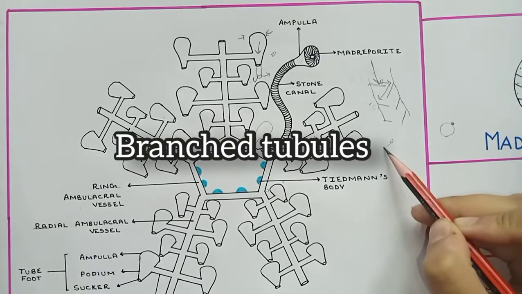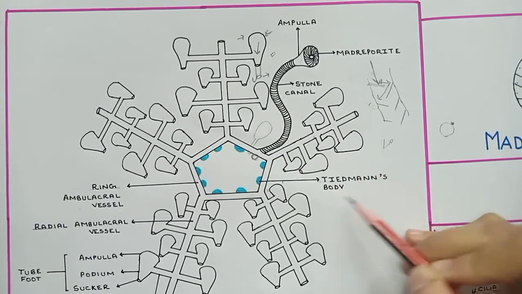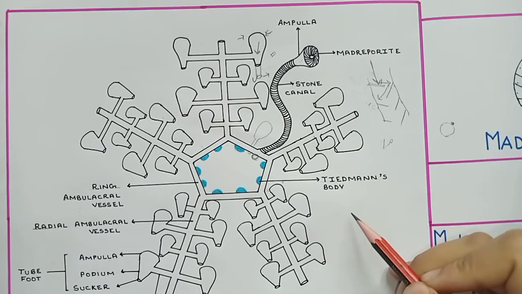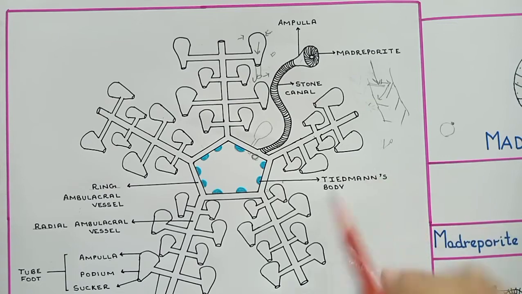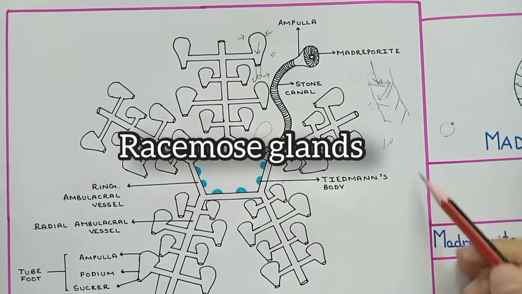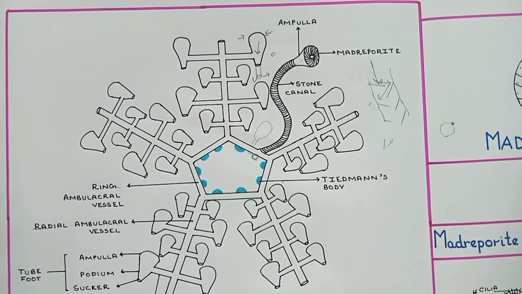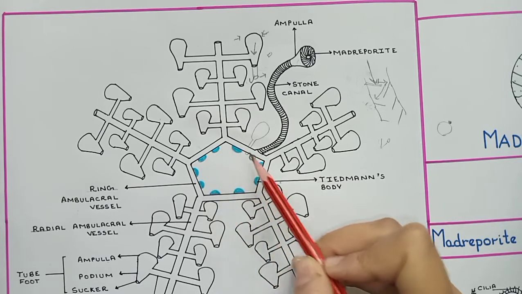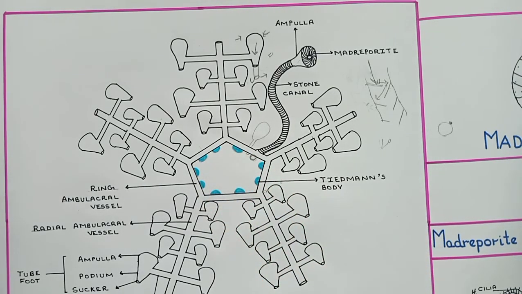Okay, branched tubules. There are many branched tubules inside the Tiedemann's body, and because of that it is also known as racemose glands. This is also important: racemose glands. Tiedemann's body is also known as racemose glands, and they develop from the inner margin or the inner wall of the ring canal.